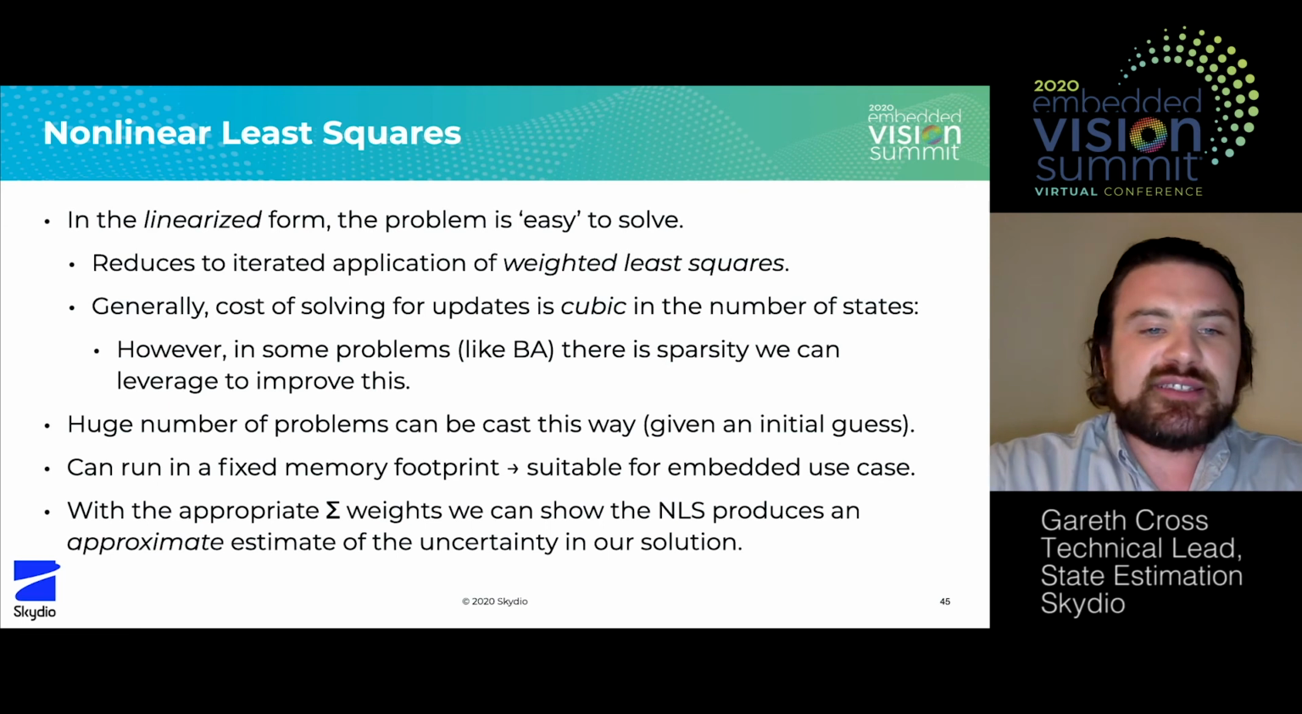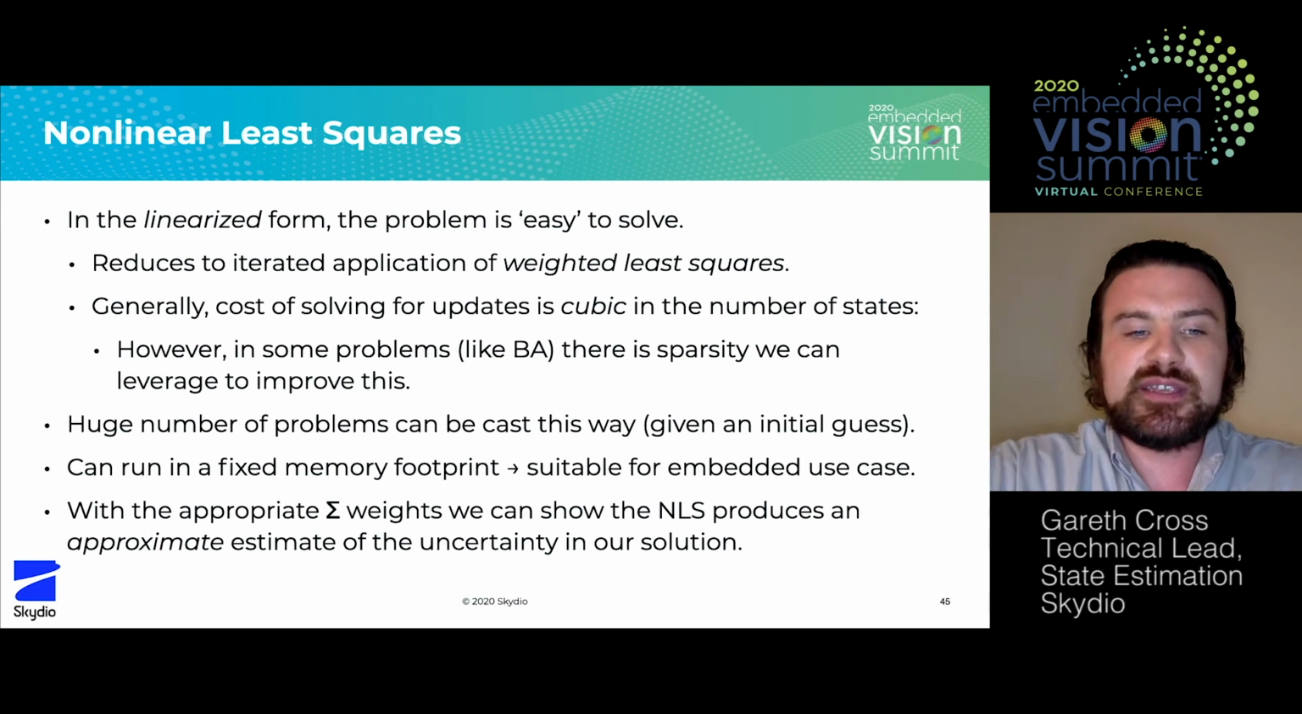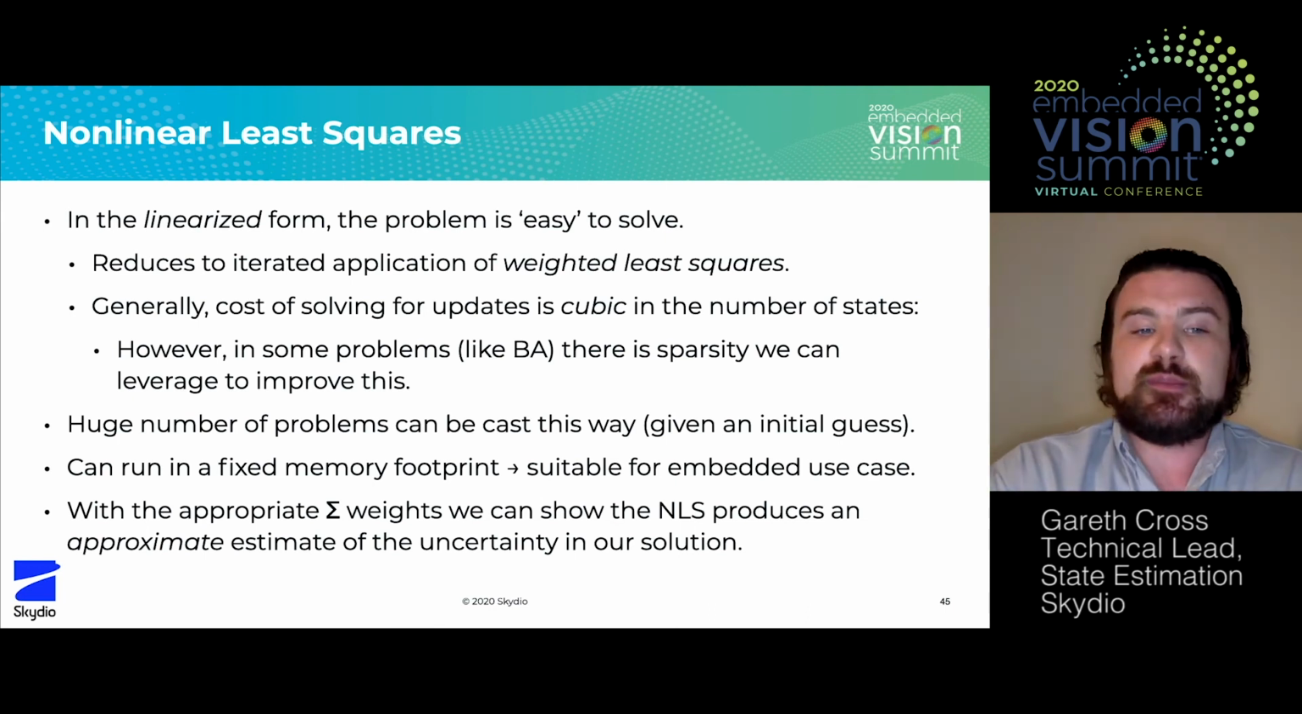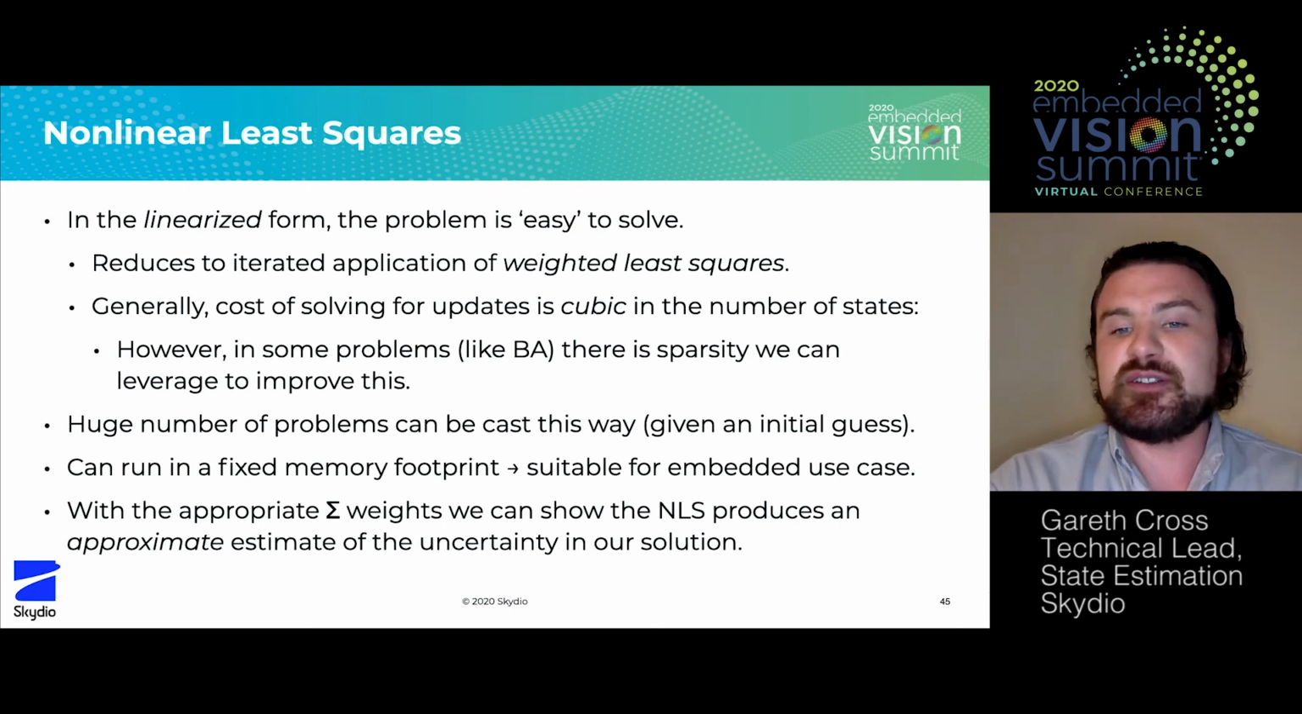There are some caveats. It can be expensive, but as far as algorithms go, this one is fairly fast and easy to implement on embedded systems. It can be made to run on a fixed memory footprint as well, which is pretty nice for use on embedded systems. And as a bonus, we can show that with appropriate weights on our measurements, we can achieve an estimate of how uncertain we are.